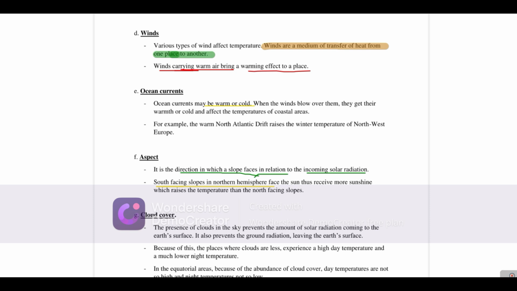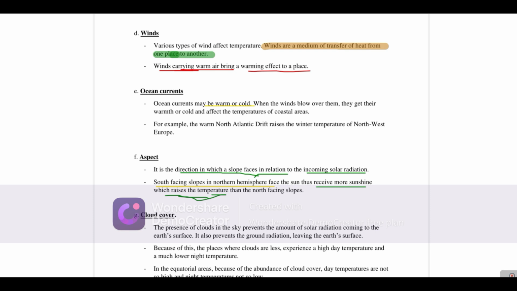The south-facing slopes in the northern hemisphere face the sun, thus receive more sunshine, which raises the temperature of that particular environment more than the north-facing slopes in the northern hemisphere.